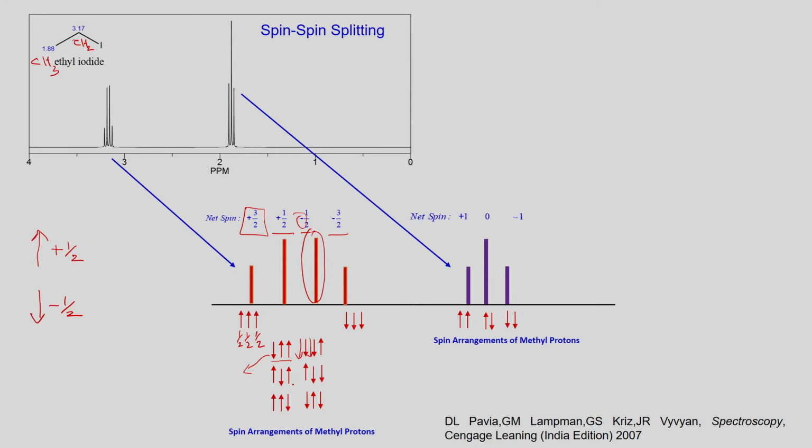So, if I want to say, these peaks are in the ratio of 1 to 3 to 3 to 1. This ratio means that the molecules which have net spin as plus half or minus half are 3 times more probable than the particular nuclei which have the spin state as minus or plus 3 by 2.